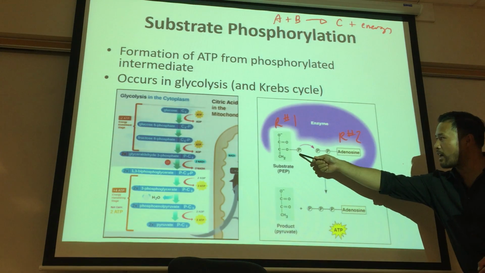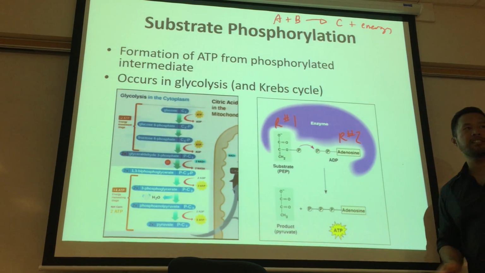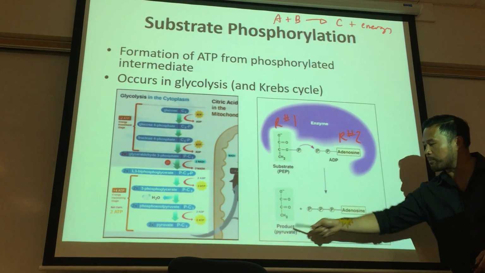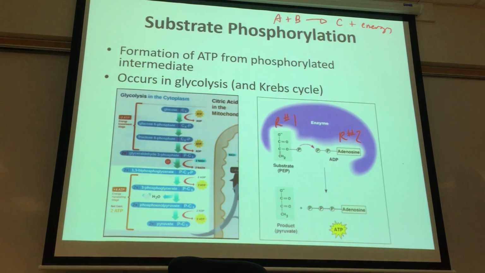So that enzyme right there, that phosphorylation of ADP turning to ATP requires energy. So the breakdown from PEP down to pyruvate fuels that. What questions do we have?